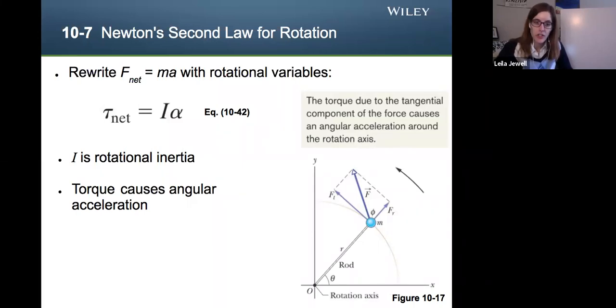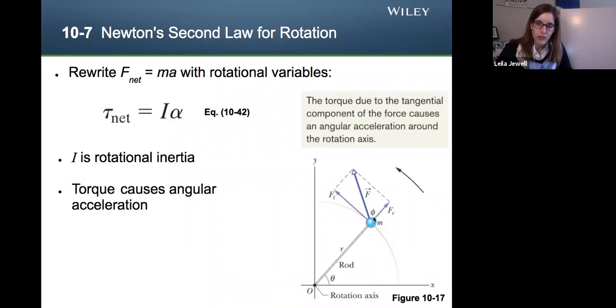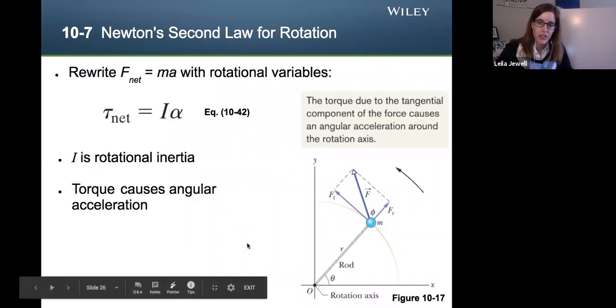What is this saying? In short, it says that if you have a net torque acting on an object, then there's going to be an angular acceleration. It can't be staying still, right? It's going to have to be changing its angular velocity and either speeding up or slowing down. And that's what's shown here, where we have a mass on the end of a rod, where the rod has a fixed axis of rotation. And when you apply a force to it, the torque that comes from the tangential component of the force will cause this angular acceleration around the axis so that the mass is able to speed up and move faster and faster.